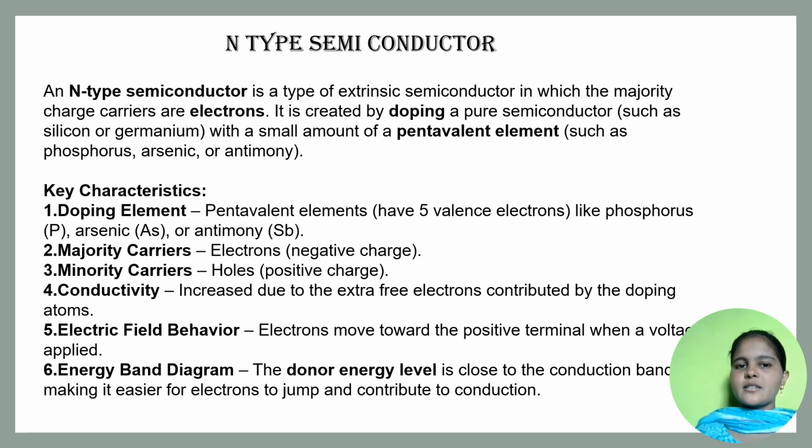The key characteristics of N-type semiconductor are doping elements, pentavalent elements, which have 5 valence electrons, like phosphorus, arsenic, or antimony. The majority charge carriers are electrons, nothing but negative charge. The minority charge carriers are holes, which are positive charge. The conductivity is increased due to the extra free electrons contributed by doping atoms. Electric field behavior: electrons move towards the positive terminal when a voltage is applied. The donor energy level is close to the conduction band, making it easier for electrons to jump and contribute in the conduction.